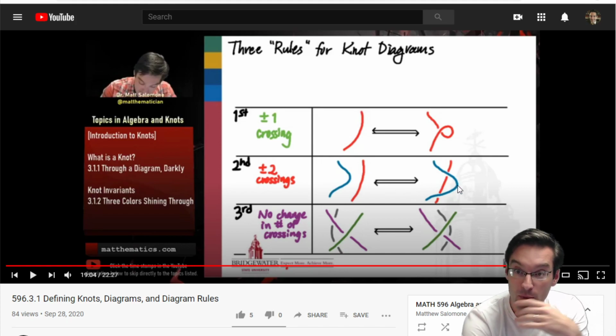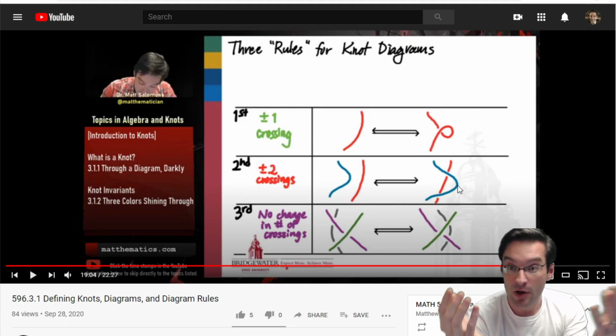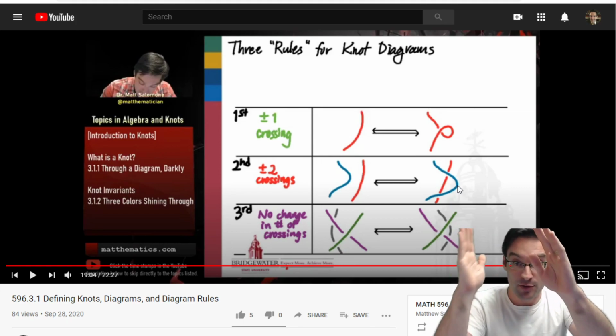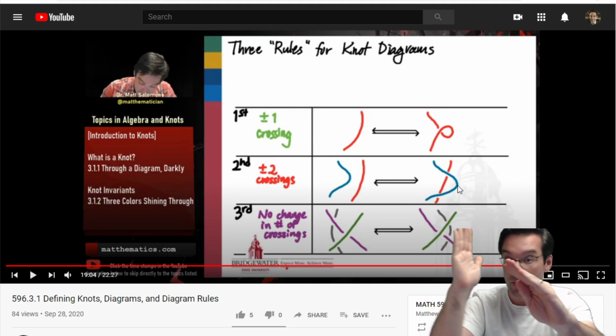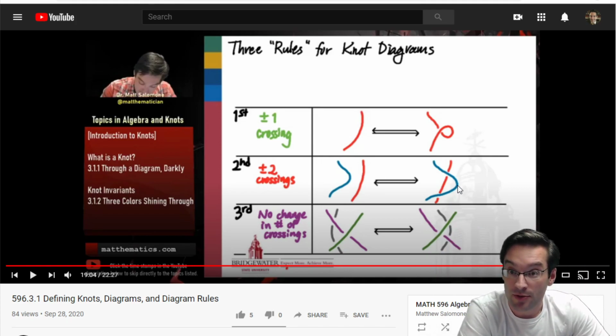And then the third rule was the more complicated one, right? It doesn't actually change the number of crossings, but it takes one crossing and a strand that passes under them both, and it just moves that strand from one side of that crossing to the other side. So these were the 3 diagram rules that we came up with.